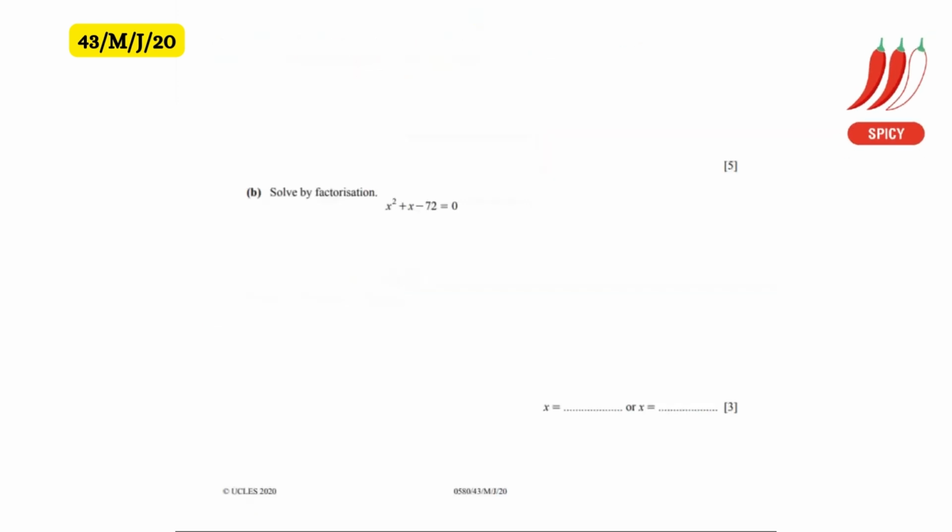Then it says solve by factorization. So same equation, now we're supposed to just factorize it and find the values of x. So x squared plus x minus 72 equals 0. I'm going to use splitting the middle term.